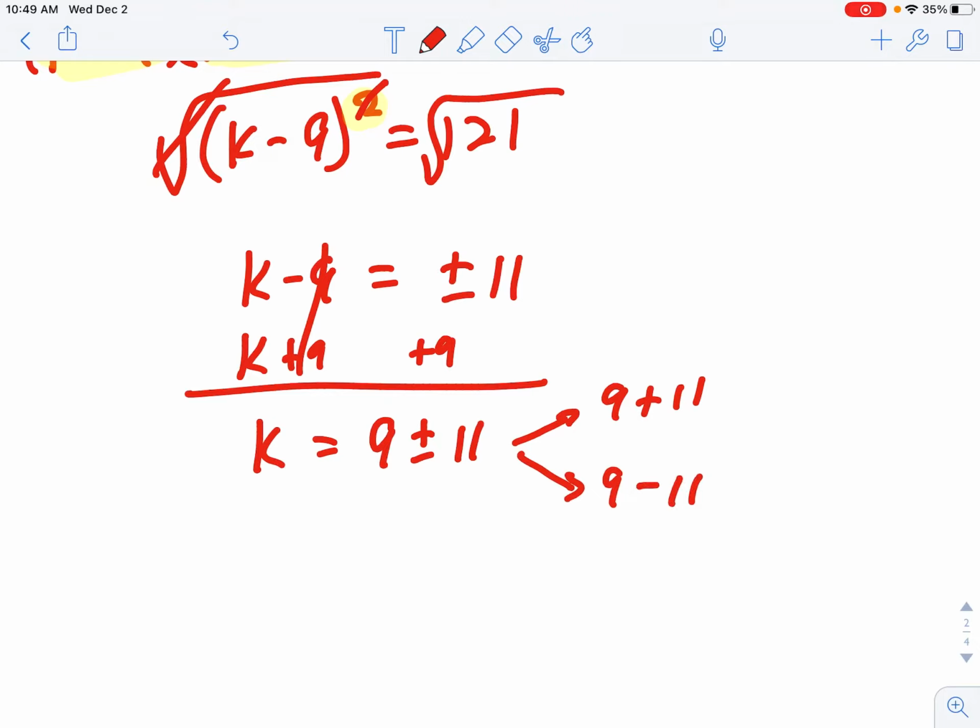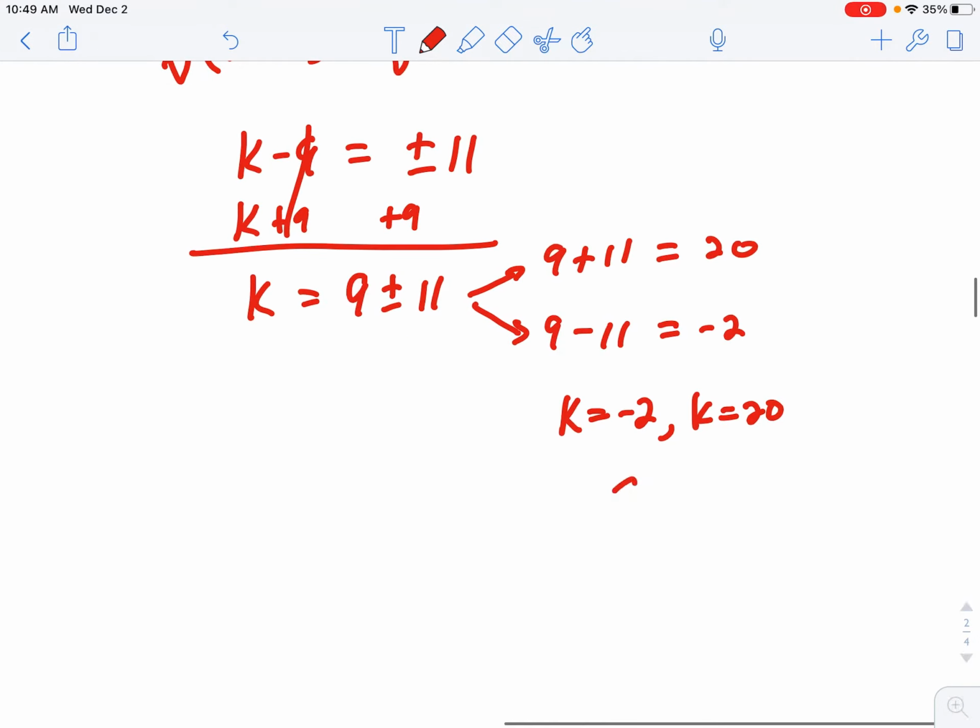That plus or minus could mean positive or negative, but it also can mean add or subtract. So 9 plus 11 is 20, and 9 minus 11 is negative 2. So the two answers: k equals negative 2, k equals 20.